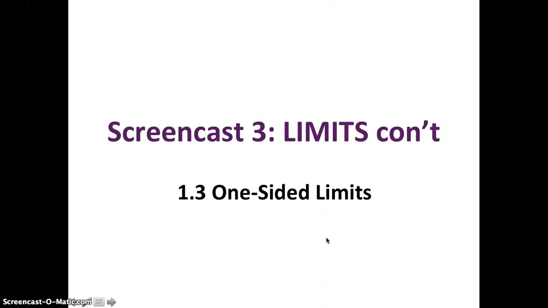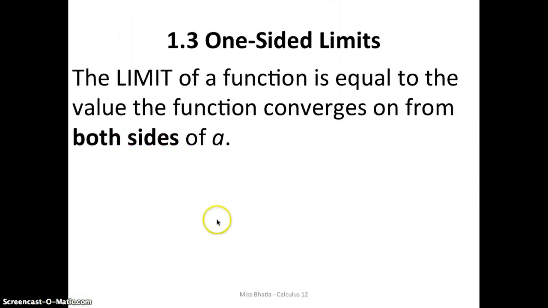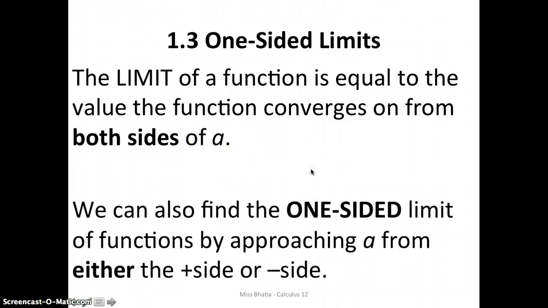Screencast 3 continues talking about limits, and here we're going to be talking about 1.3 in particular, discussing one-sided limits. So previously we just learned that the limit of a function is equal to the value the function is converging on from both sides of a. And we can also find the one-sided limit of functions by approaching a from either the positive or the negative side. And again, positive, negative side, I mean either the side greater than a or the side less than a.